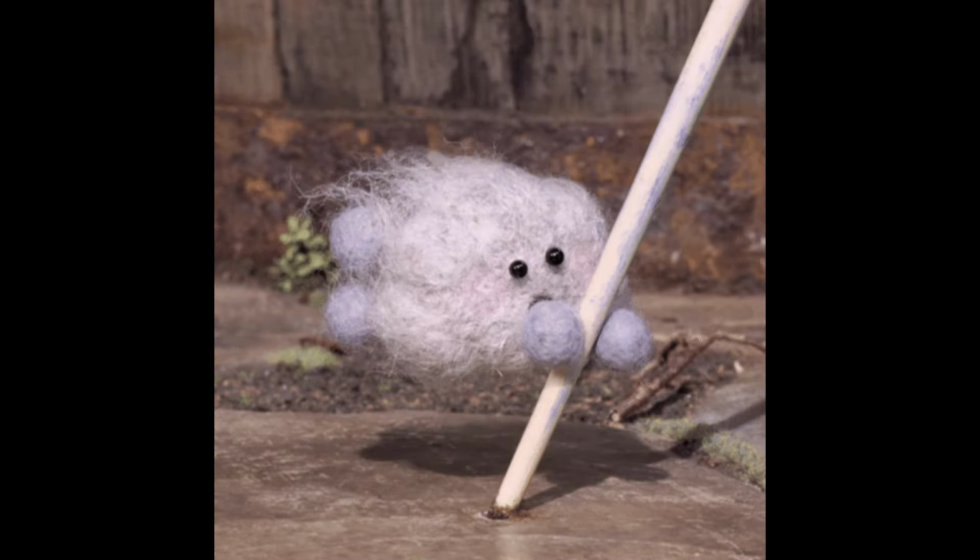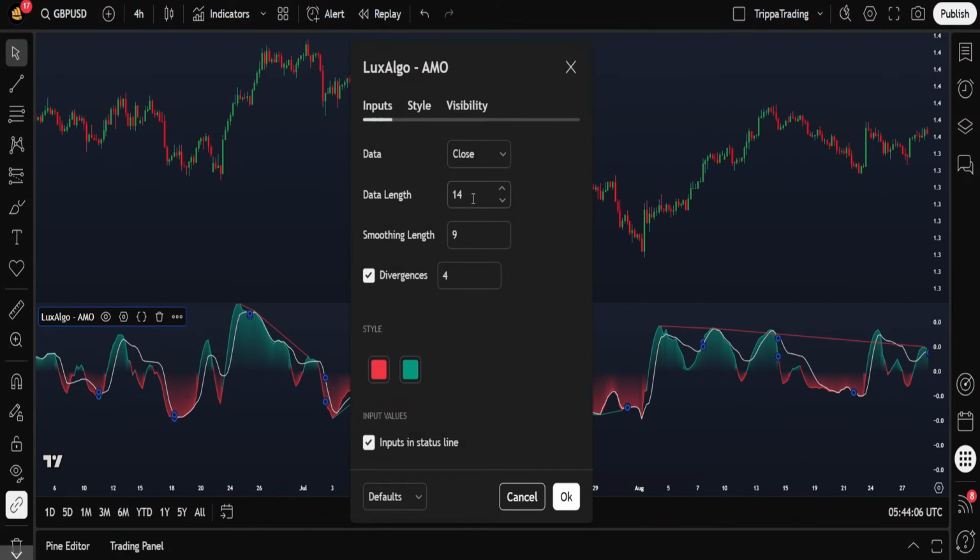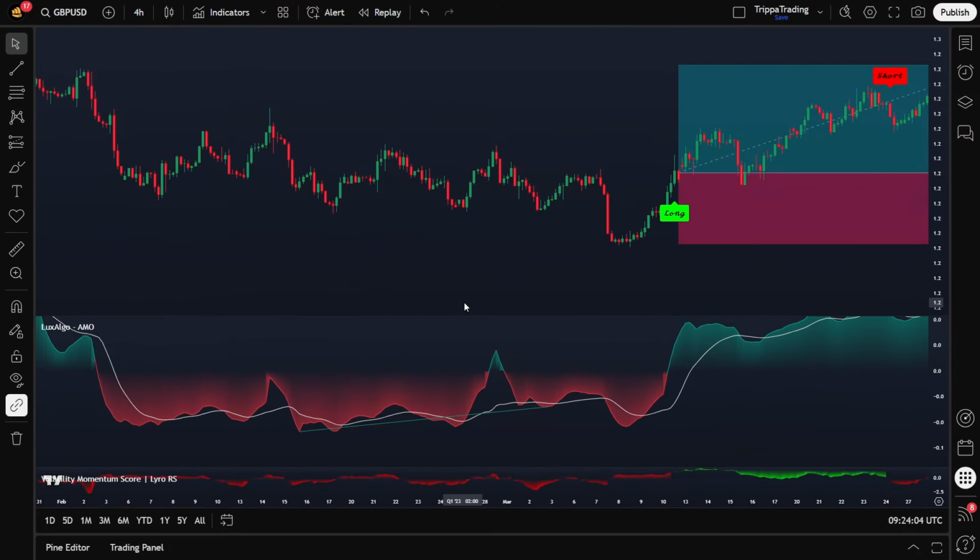So stay with me till the end, and I'll walk you through everything step by step, including the setup, settings, and how to trade it using live examples. Let's jump straight into it.